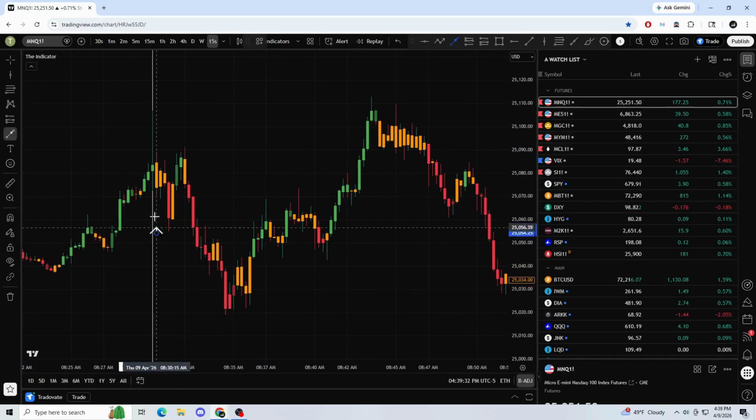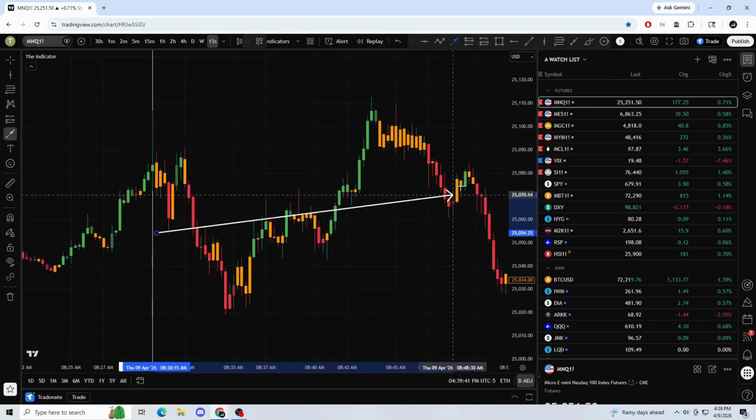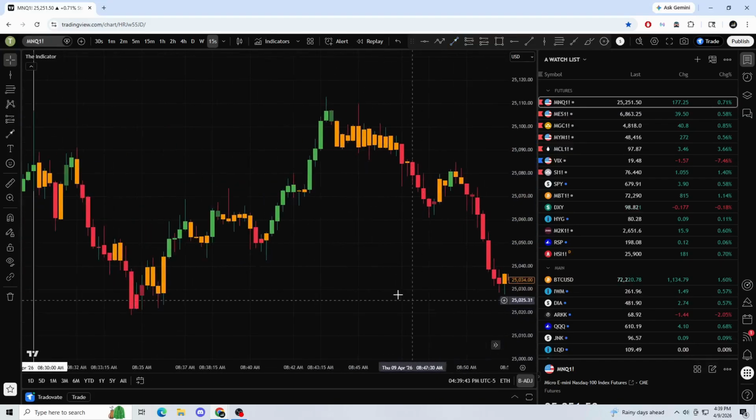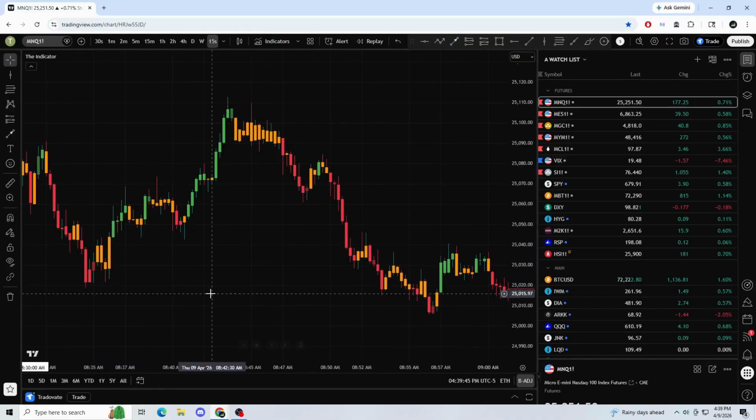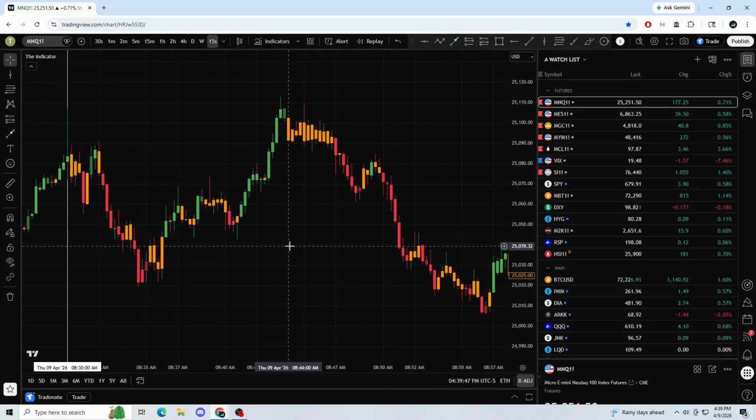Notice here: consolidation, dump, consolidation, pump, consolidation, a little bit of a tiny pullback, push, consolidation, dump, consolidation, dump. So the 15-second chart was actually the chart to trade today, not the 2-minute. That's the mistake I made.